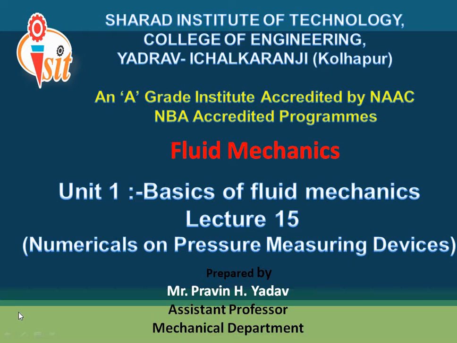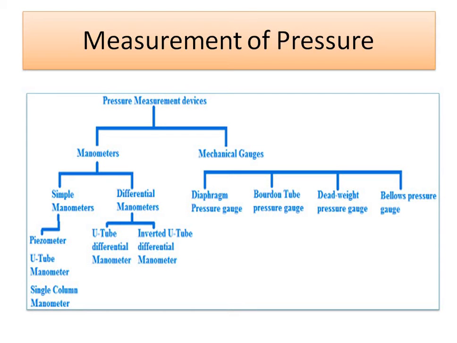In the last lecture we discussed the classification of pressure measuring devices. We discussed manometers and mechanical gauges, the two different devices used for the measurement of pressure. Manometers have a limitation that they can only measure pressure of a very small range, whereas mechanical gauges have a diverse range. Manometers give more accurate results in terms of height variation of fluid, whereas mechanical gauges also give good quality results.